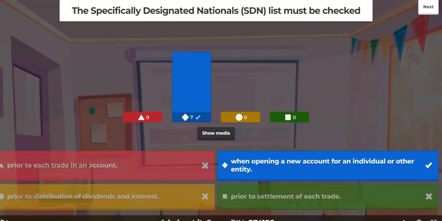Awesome. Yes, it's a clean sweep here for opening a new account for an individual. Exactly, the SDN list. That's like the FAA's equivalent of the no-fly list. So any new accounts have to be scrubbed against the SDN list. Notice that's for individuals or other entities. That can mean businesses, nonprofit organizations. Always have to be checked against that.